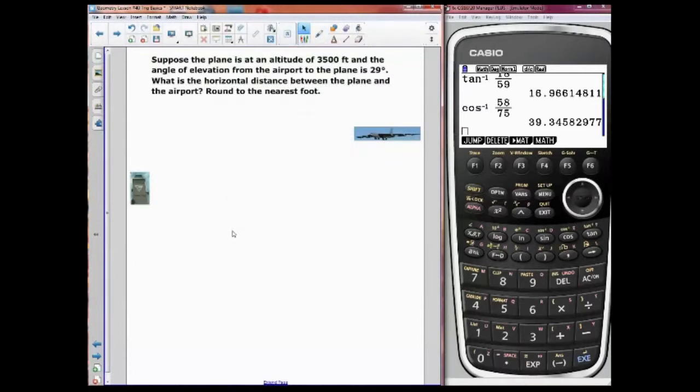Here we have an airplane at 3,500 feet, and the angle of elevation from the airport to the plane is 29 degrees. When I start doing these, I just simply start drawing the picture as I read it. So I'm going to say, okay, this guy is 3,500 feet. And I'm going to draw a dotted horizontal line to the airport. Now the angle that it makes from the airport, from the ground to the plane, is 29 degrees. So here's my angle of elevation right here, 29. And it wants me to find the distance between the plane and the airport, the horizontal distance. I'm going to call that x.